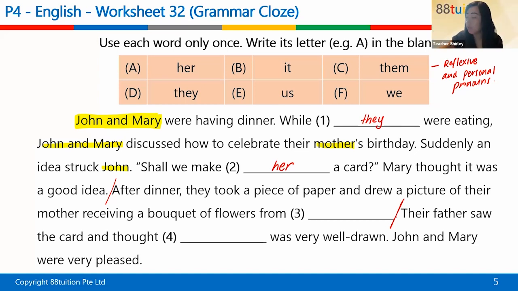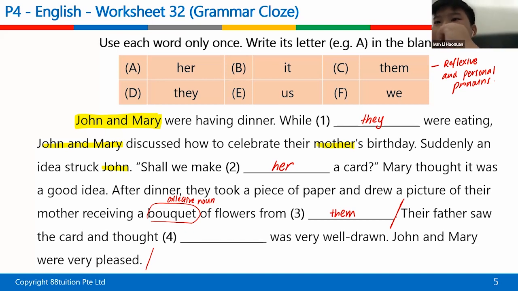Very good. Thank you, Ivan. Okay. They took a piece of paper and drew a picture of their mother receiving a bouquet. Okay, a bouquet is actually a collective noun to describe a bunch of flowers. A bouquet of flowers from them, right? From them, because it's reflexive. It's reflecting on John and Mary. So it's from them. Good. Okay, Ivan, call someone else. Anisha.